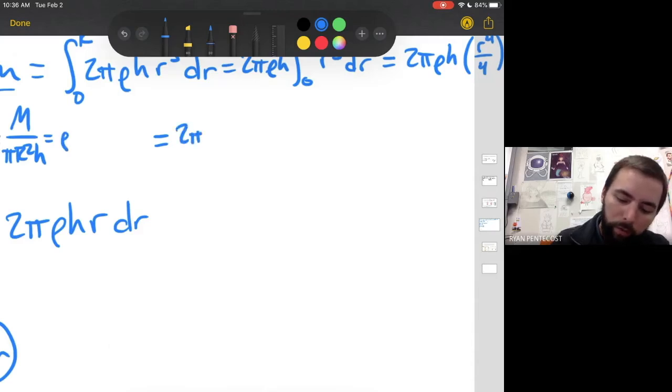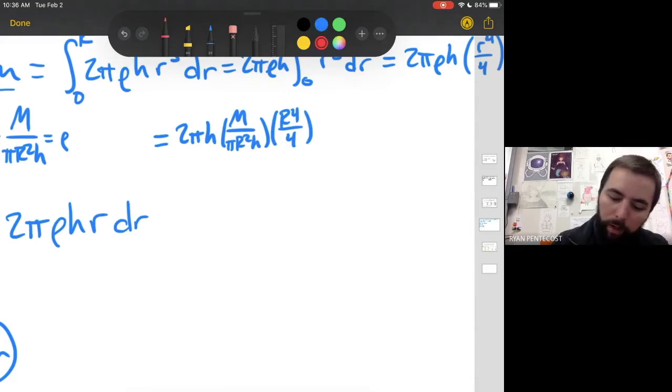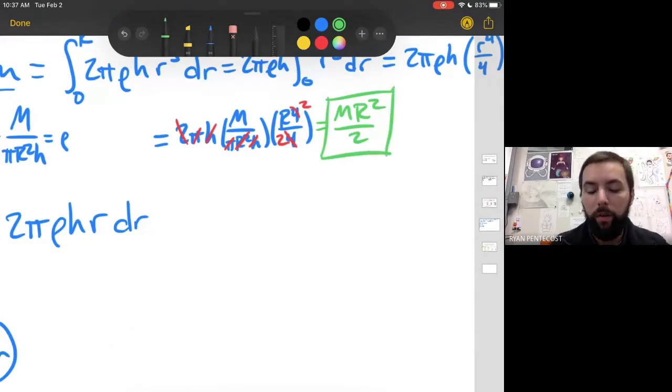So we've got 2 pi h times m divided by pi R squared h times R to the 4th over 4. Now we can cancel things out. Pi goes away, h goes away, 2 of those R's go away, and that 2 over 4 becomes 1/2. So we will end with mass times radius squared divided by 2. And that's how you can solve that.